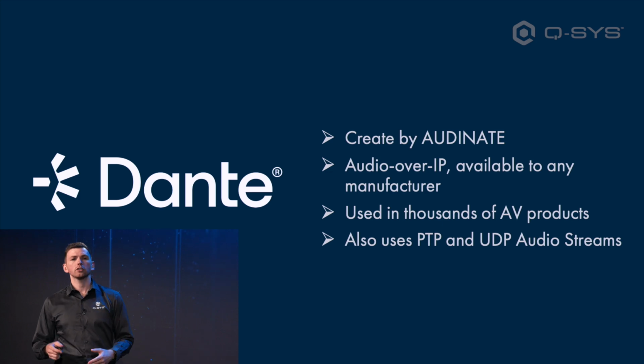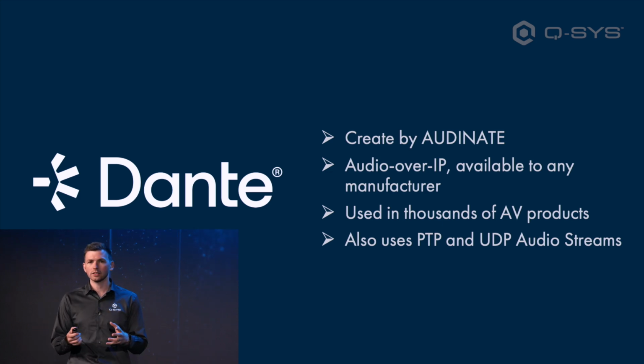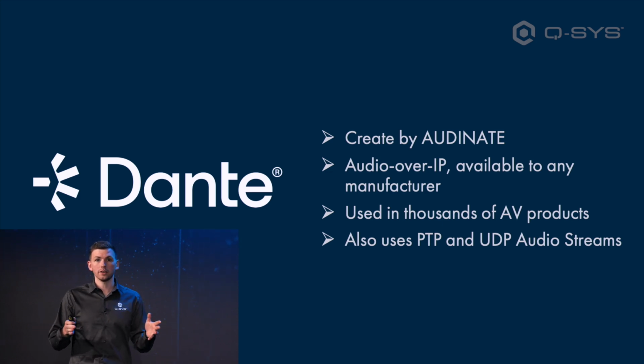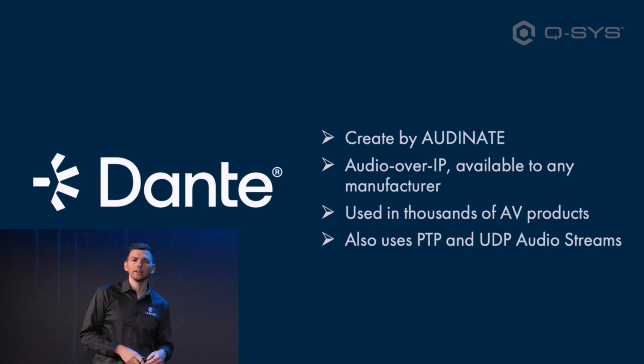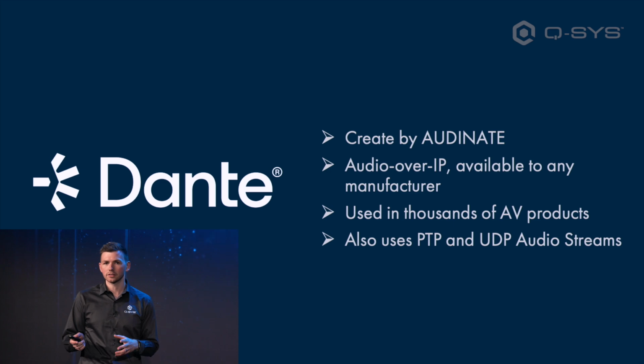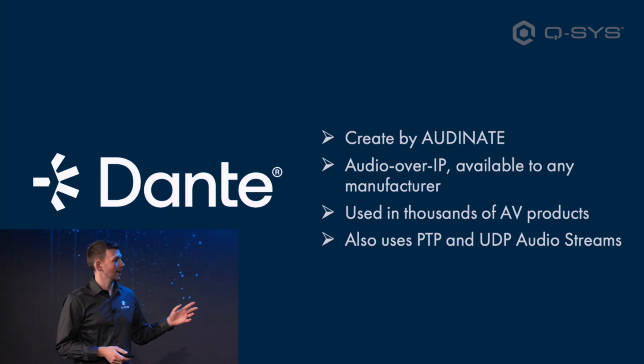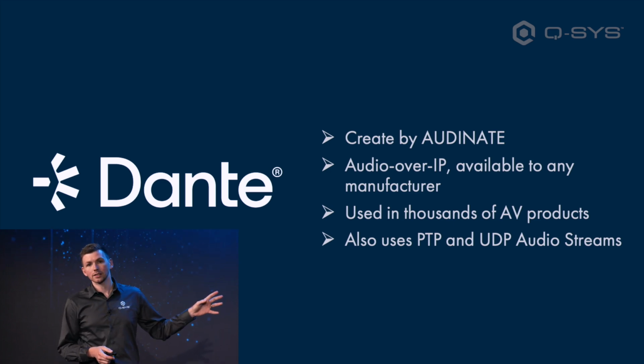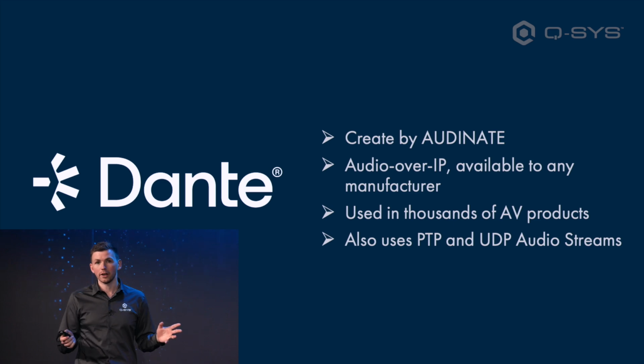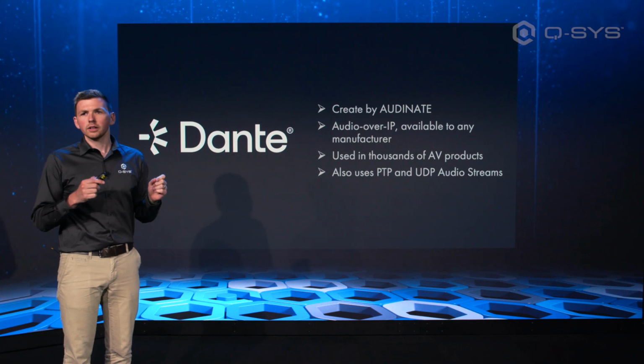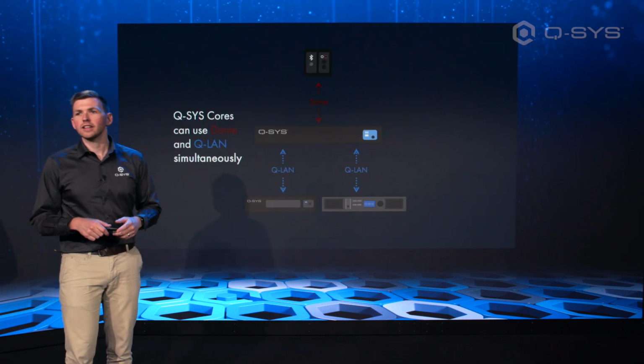With QLAN, it's always used between Q-SYS devices, and we control it end to end to make sure that system works completely seamlessly. But we don't use QLAN to talk to third-party devices. For that, we often use Dante because Audinate license it to loads of different AV manufacturers, and it's used in thousands of different AV products, and it's a way for different manufacturers to share audio on a network in a way that's really interoperable. Now, here you can see a little diagram where we can see our Q-SYS core.